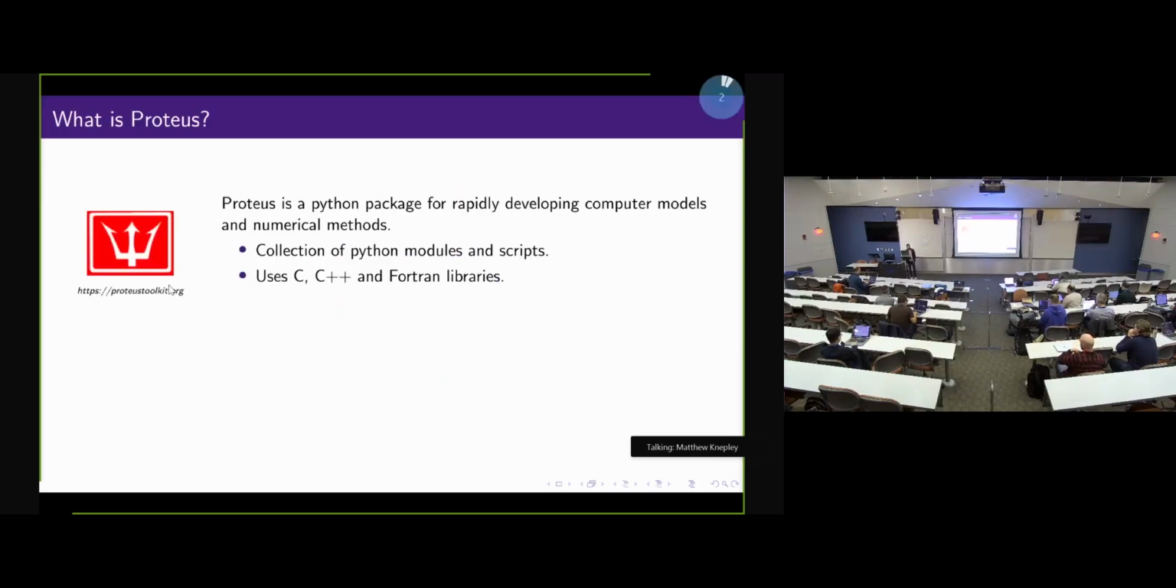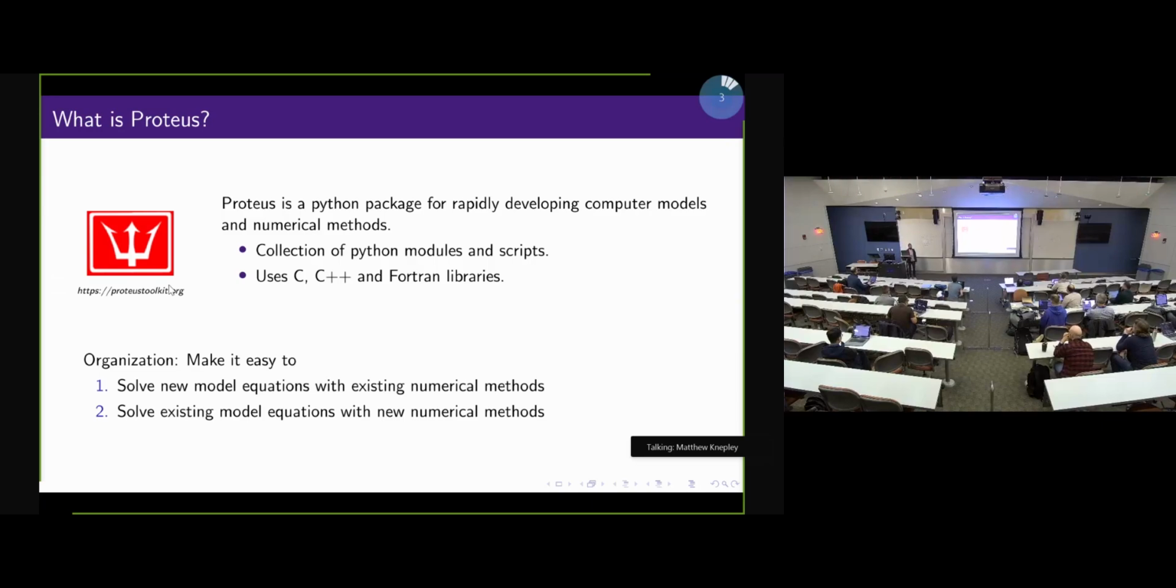Okay, so what is Proteus? Proteus is a Python package for rapidly developing computational models and numerical methods. It's a collection of Python modules and scripts, and it uses C, C++, and Fortran libraries, which are either part of Proteus or coming from external open source packages.